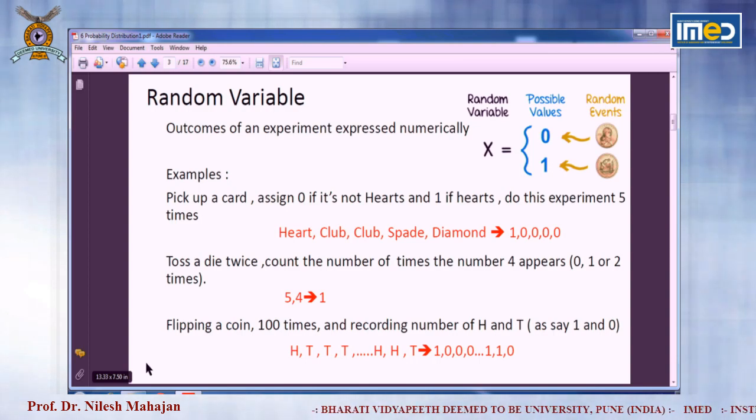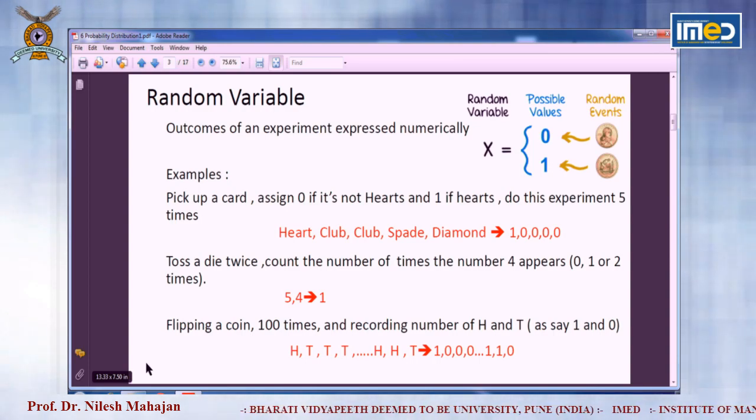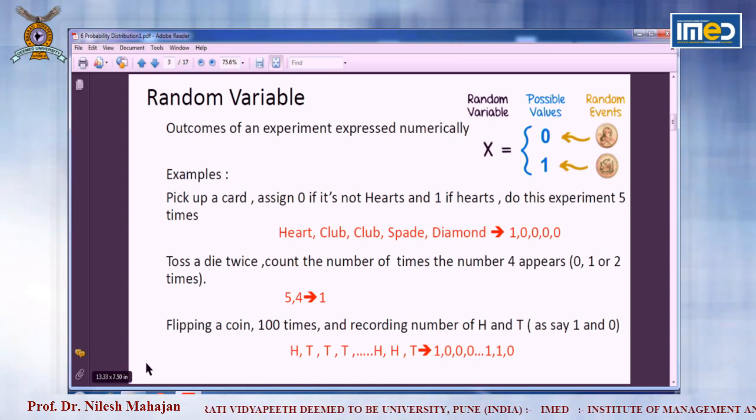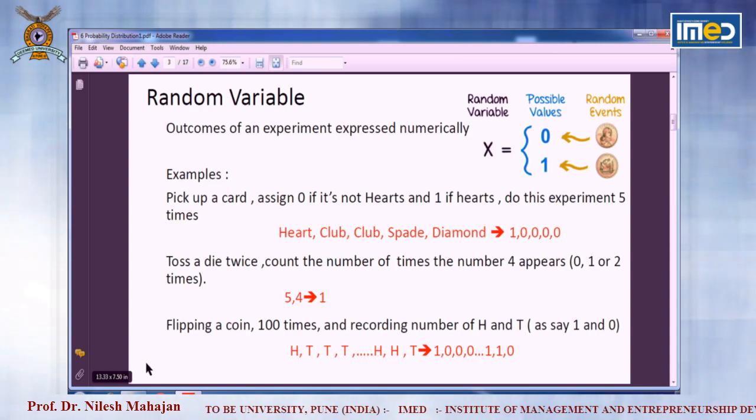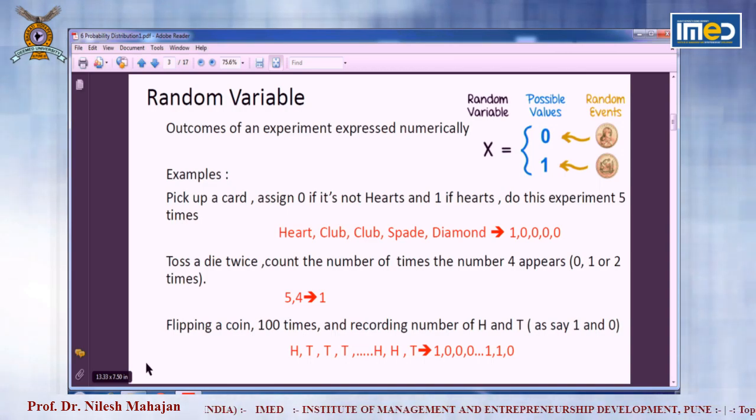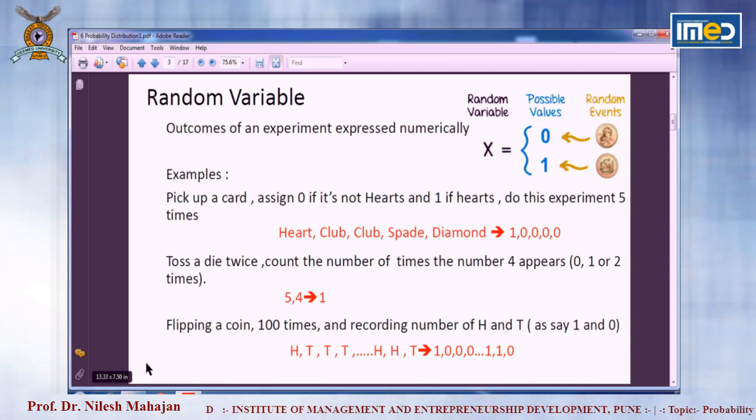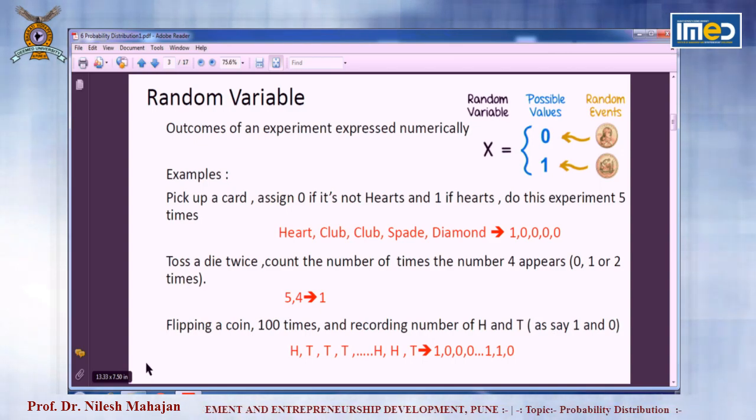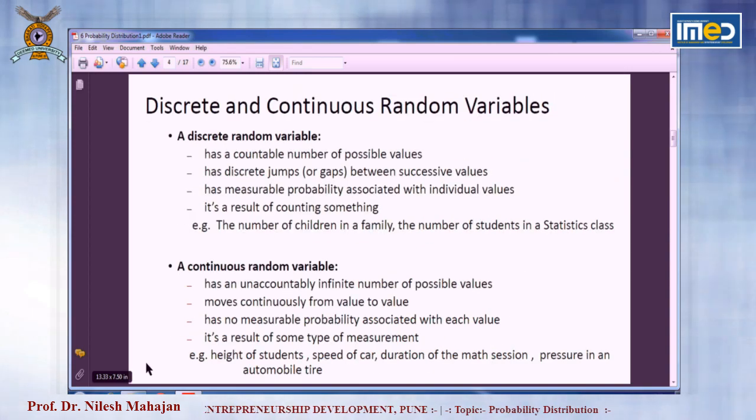In the case of flipping a coin 100 times and recording the number of H and T as 1 and 0: H, T, T, H, H, T, T. Because our object is H, it is 1, 0, 0. Here again H, H, so 1, 1, 0 and so on. So this is how the random variable is represented.